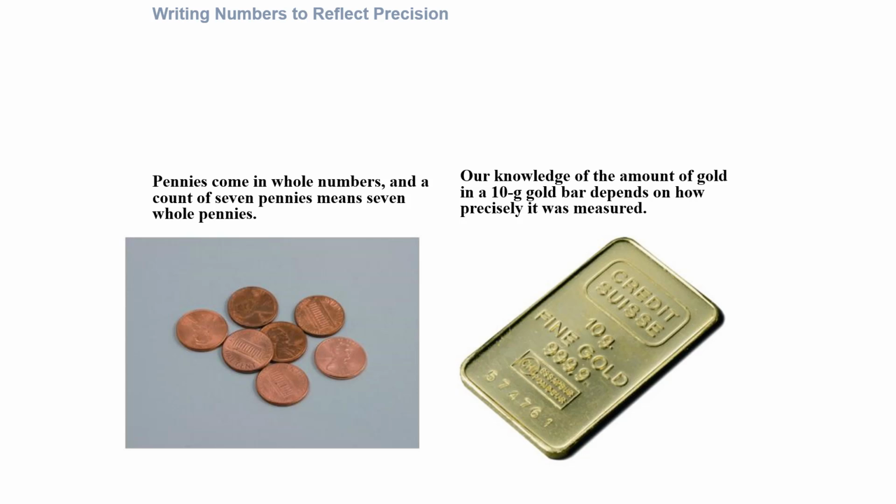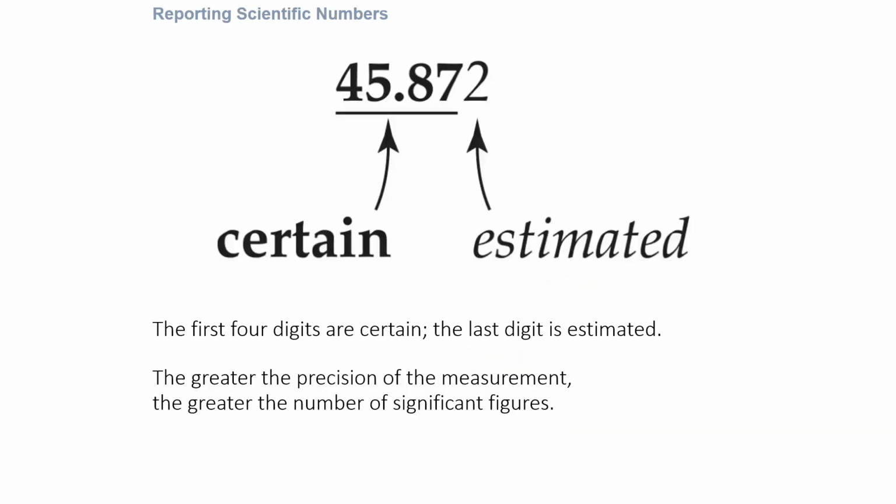Pennies come in whole numbers, and a count of 7 pennies means 7 whole pennies. Our knowledge of the amount of gold in a 10-gram gold bar depends on how precisely it was measured. So when we report scientific numbers, we have a certain part that's certain, so we know for sure it's at least that, and then the last digit is typically estimated. It's not always going to be the first 4 digits are certain while the last is estimated. Every number is going to have a different number of certain versus estimated digits.